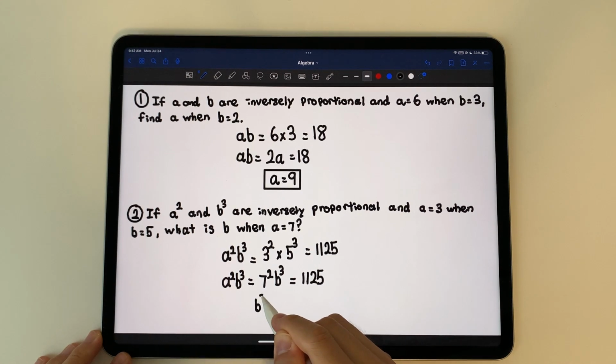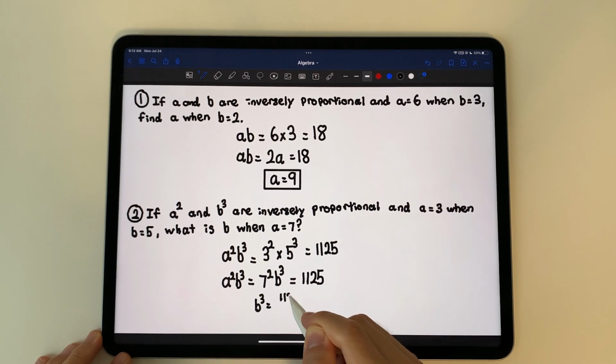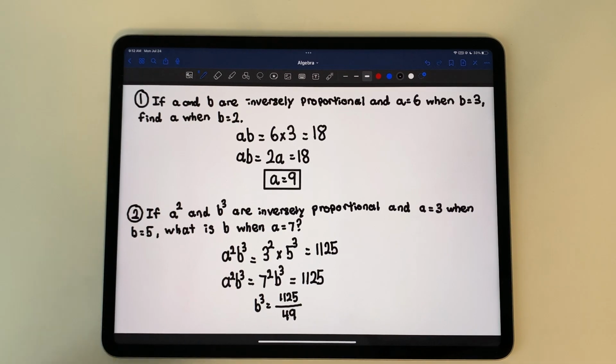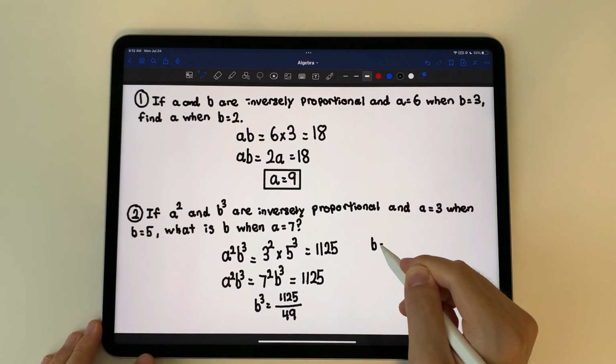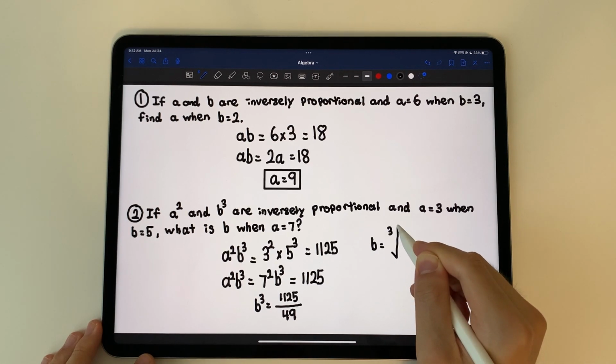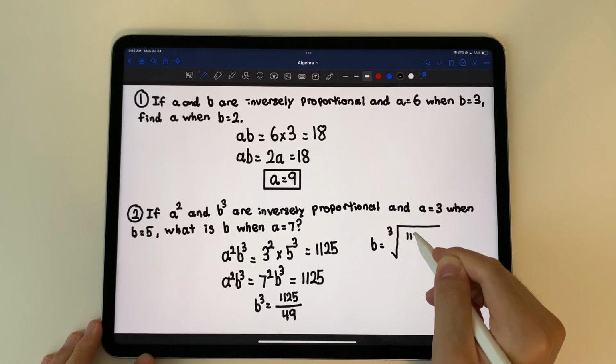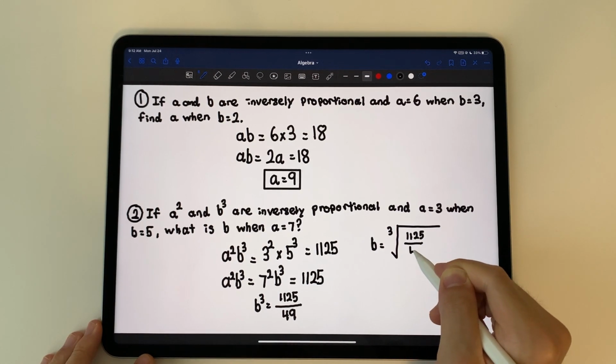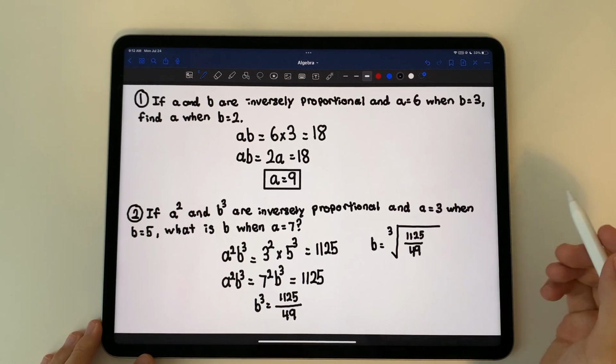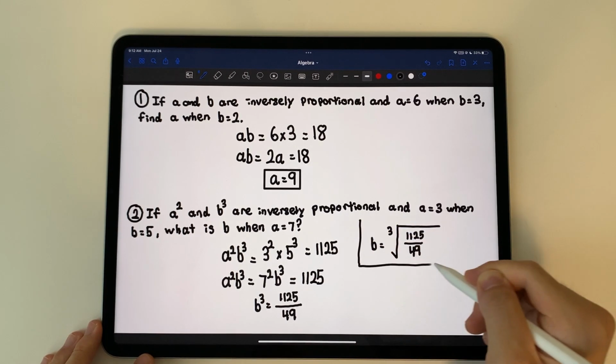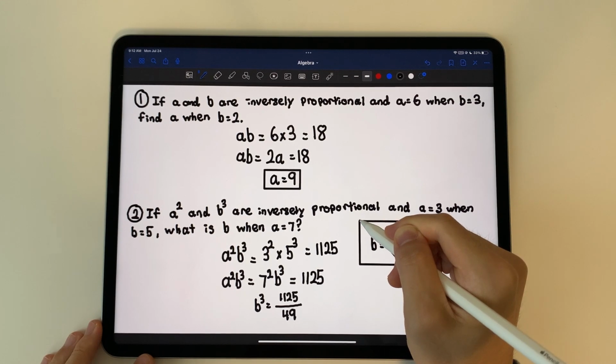This means b cubed equals 1125 over 7 squared, which is 49. Now we want to find b, the corresponding b. We don't want b cubed, so all we have to do now to finish this is to just take a cube root. And you can honestly leave your answer like this, and that would be good enough for me. So I'm just going to box that.